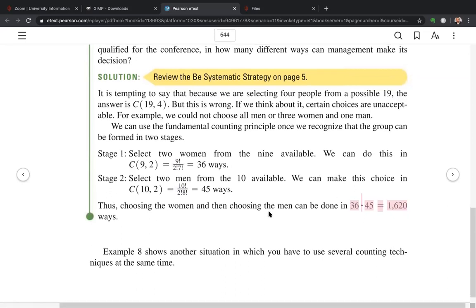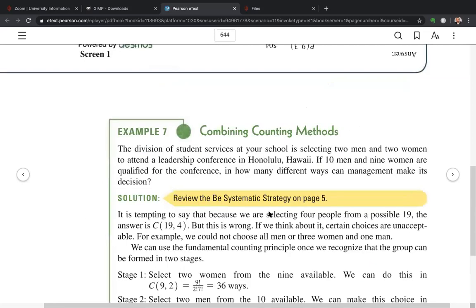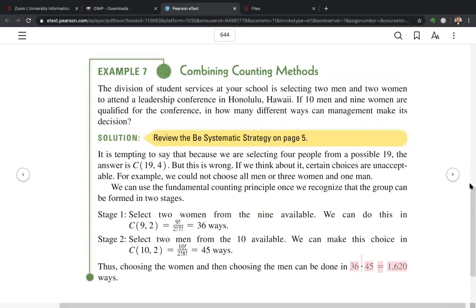So that's a nice combined counting methods problem. Let's look at one more on the next page, and then we'll be done.